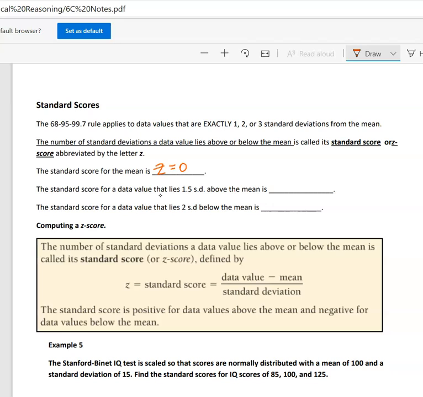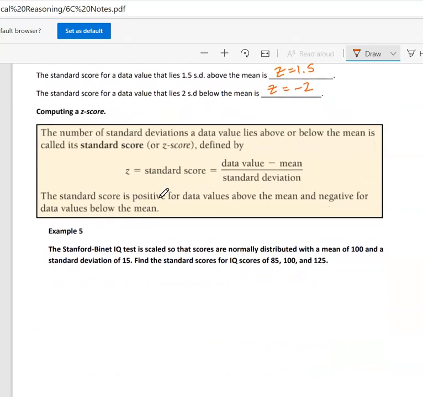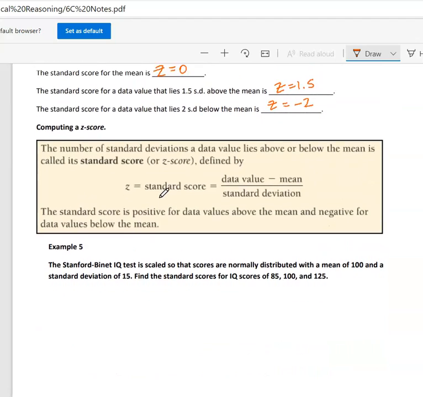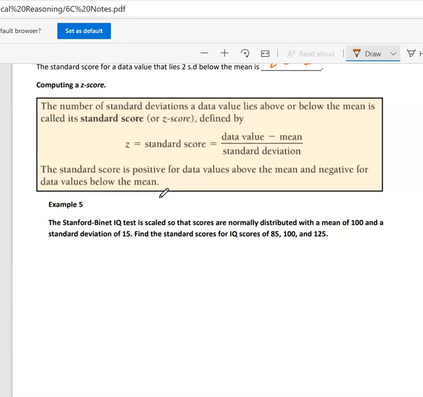The standard score of a data value that is 1.5 standard deviations above the mean would be a z-score of 1.5. The standard score for a data value that lies 2 standard deviations below the mean would be z equals -2. So here's a formula for how to compute the z-score. You take your data value minus your mean and then divide it by the standard deviation.